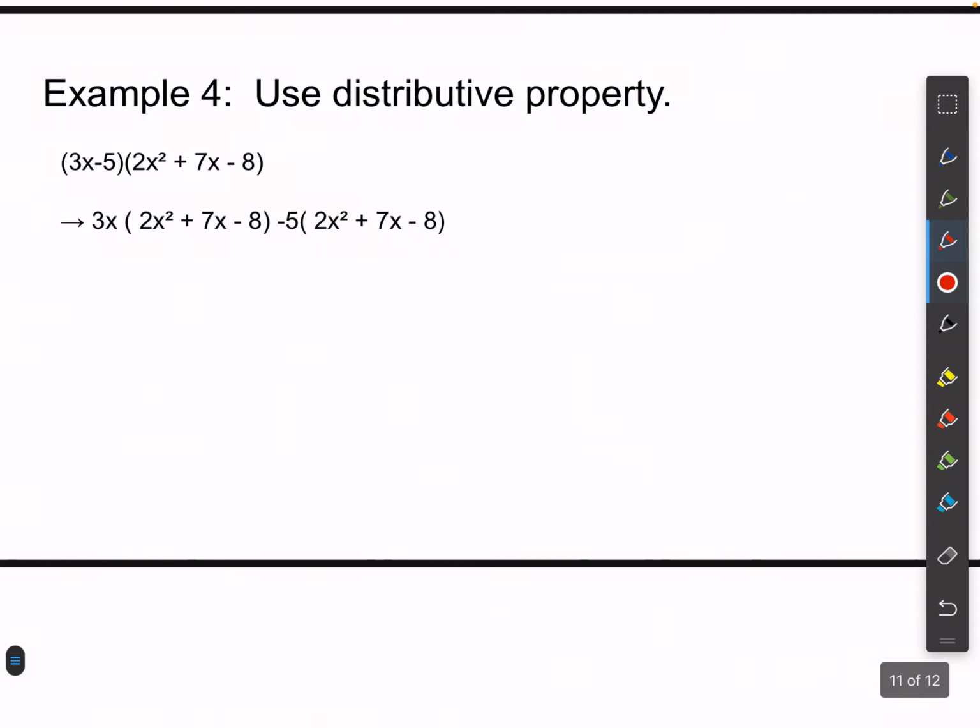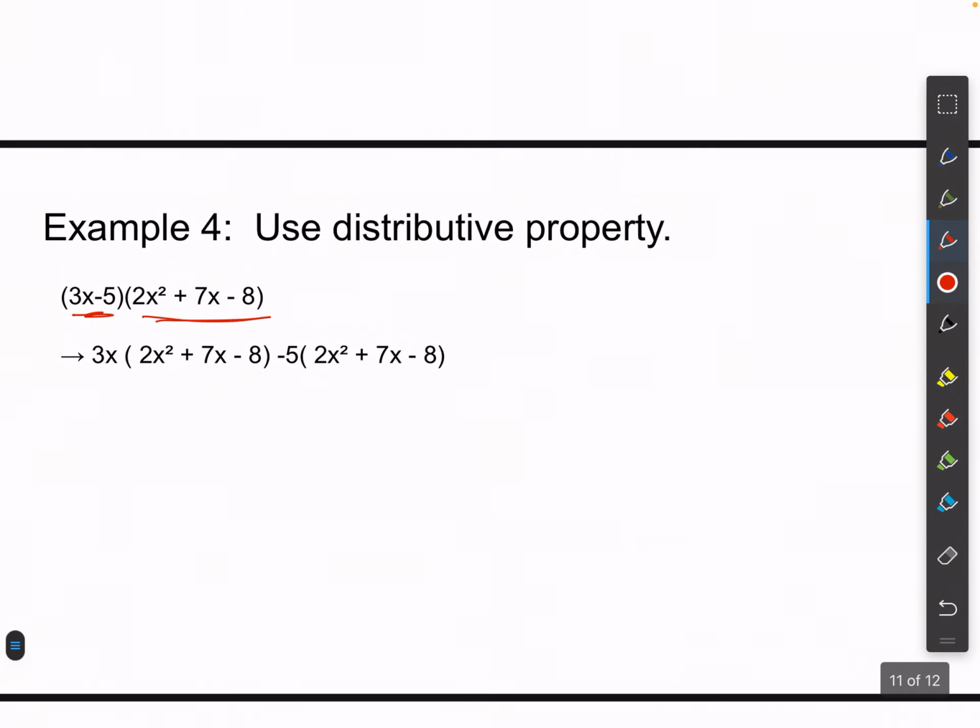Here, for example 4, they want us to use the distributive property to multiply a binomial by a trinomial now. And then this will be the last thing that we do. So what you need to do here is I'll kind of color code this. The first thing that we'll do, in red, we're going to take this 3x and multiply it by everything inside. And then secondly, in blue, we'll take the negative 5 and multiply it by everything inside.